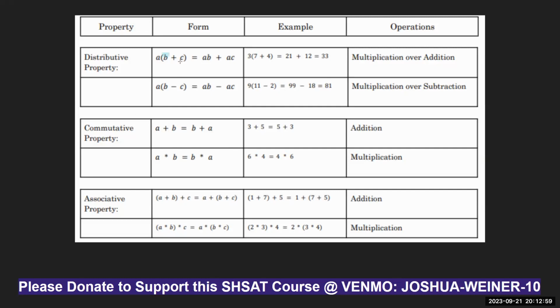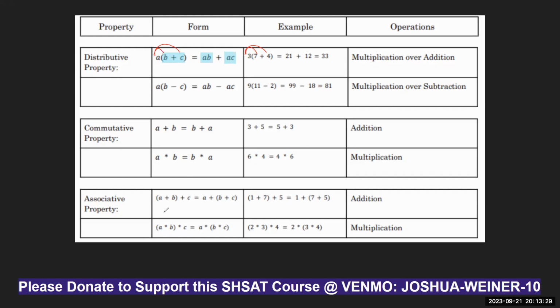If we have A times (B plus C), we could also rewrite that as A times B plus A times C. Here I use the arrows to show you the distribution. And this works in this example: 3 times 7 is 21, 3 times 4 is 12. So 21 plus 12 is 33. It's the same as 3 times 11.